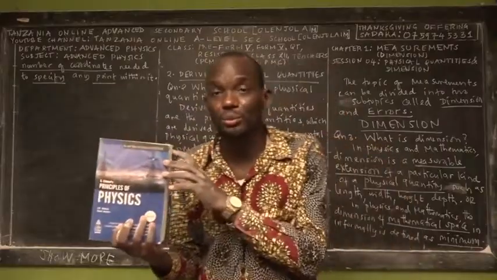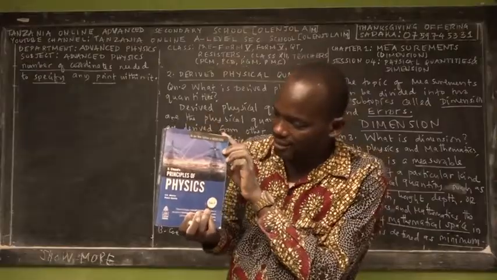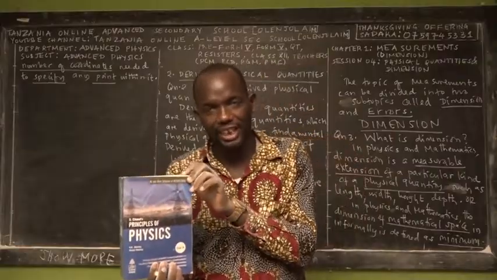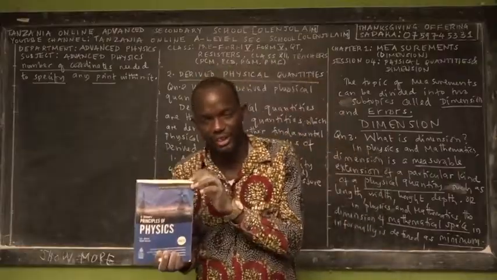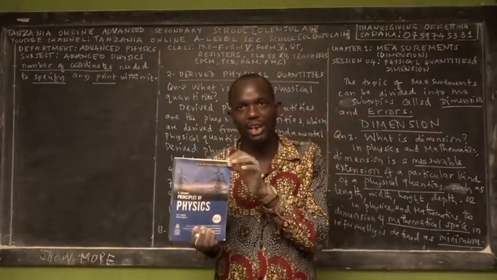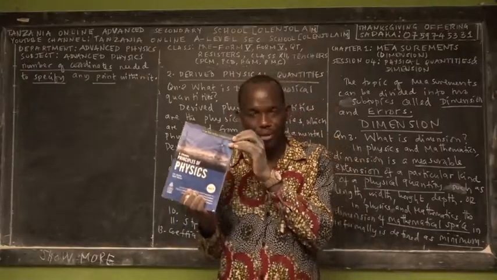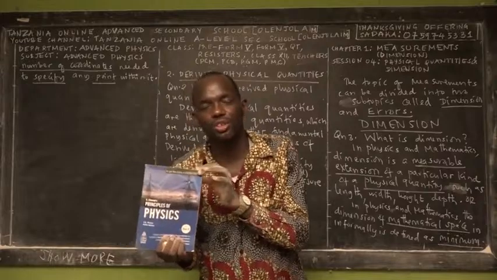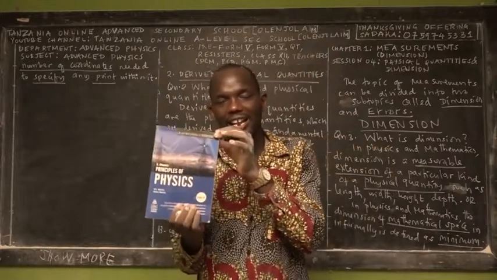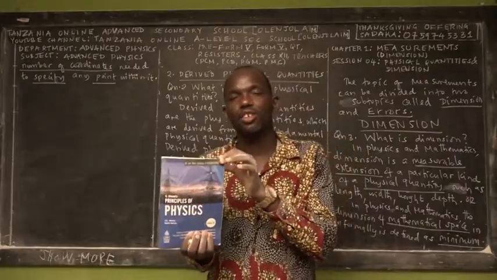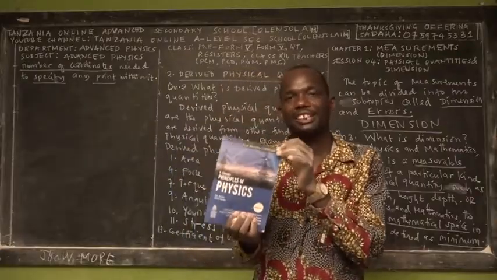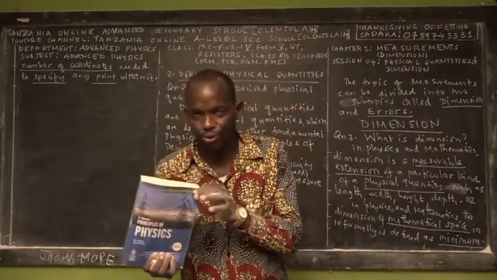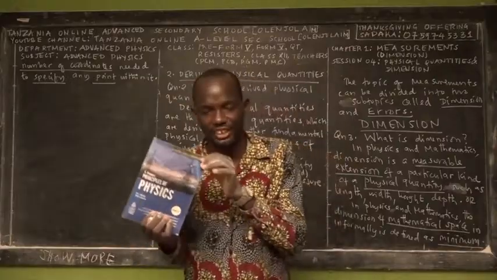Then we also recommend a textbook for you to learn physics. This is called Principles of Physics, published by S. Chand, and this is for class 11 in India. But in Tanzania, this book is effectively used by pre-form 5, form 5, and even form 6 students, because all 11 topics of mechanics are explained in this book. This book is famous as Chand 1. We also have Principles of Physics for class 12, which is famous in Tanzania as Chand 2.